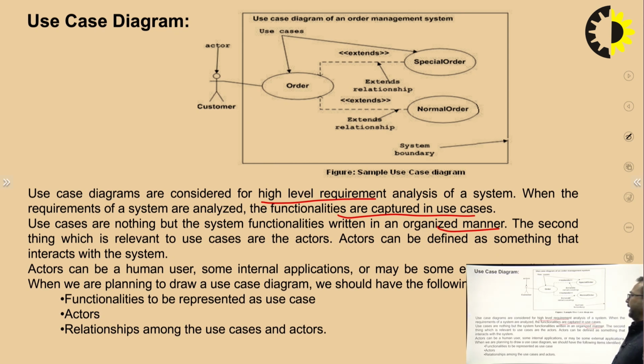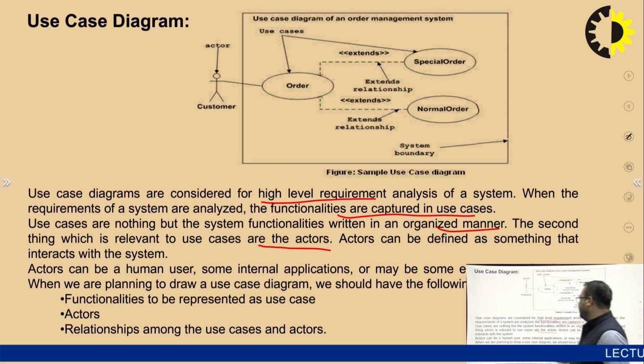The second thing which is relevant to use cases is the actors. Actors can be identified as something that interacts with the system. Like here in the order management system, the customer is an actor. The customer basically orders. This order could be a special order or a normal order. So these are the use cases and the customer is the actor. An actor can be a human user, an internal application, or an external application.